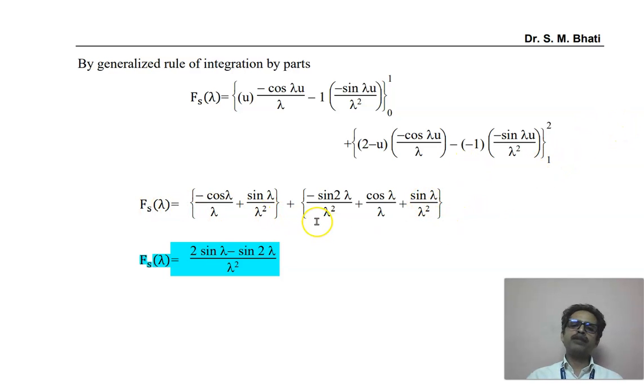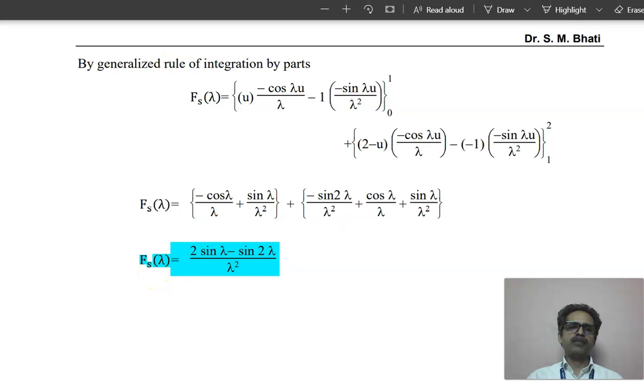You can see a few terms get cancelled. Two terms get cancelled. Two terms can be added. And ultimately we can obtain the value of Fs lambda, which is nothing but the Fourier sine transform of the given function.